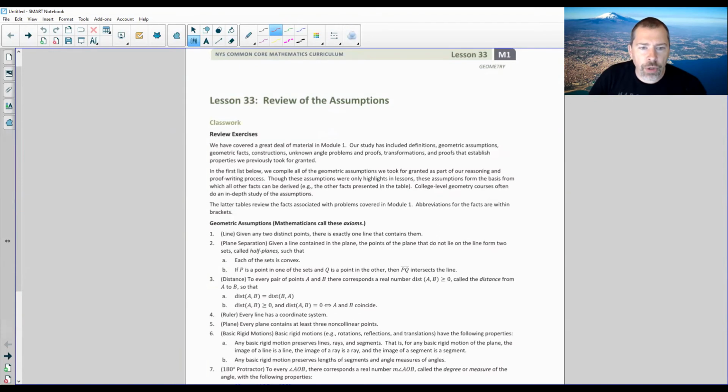In the first list below, we compile all of the geometric assumptions we took for granted as part of our reasoning and proof process. Though these assumptions were only highlights in lessons, they form the basis from which all other facts can be derived, for example, the other facts presented in the table. College-level geometry courses often do an in-depth study of the assumptions. The latter tables review the facts associated with problems covered in Module 1. Abbreviations for the facts are within brackets. Geometric assumptions, mathematicians call these axioms.